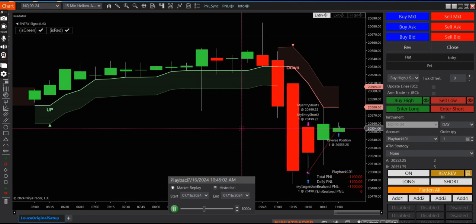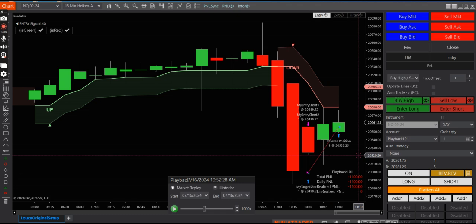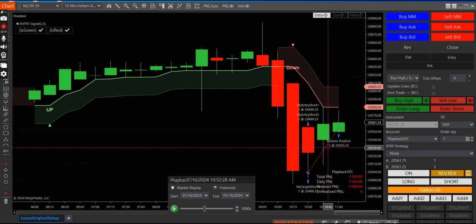Order canceled. Order submitted. Order filled. Let's pause it here. So as you can see here, it did reverse once this candle closed. That means it's going in the opposite direction.